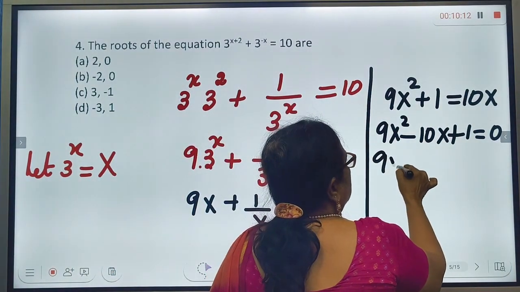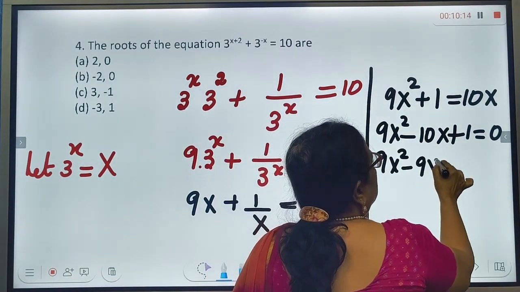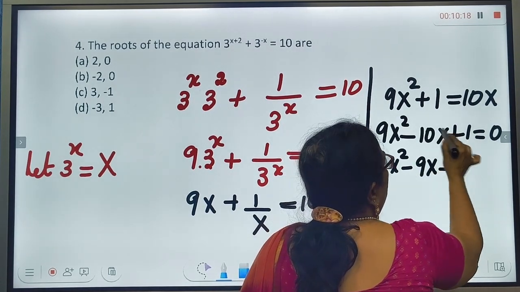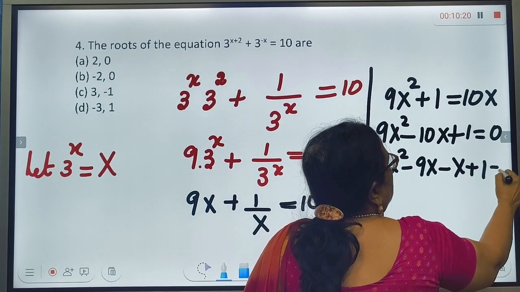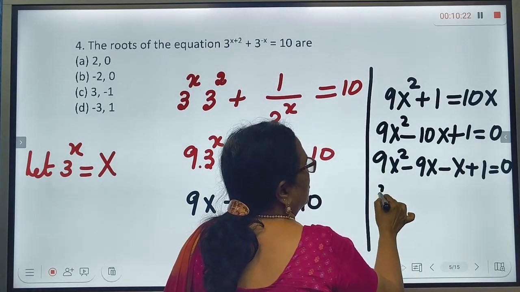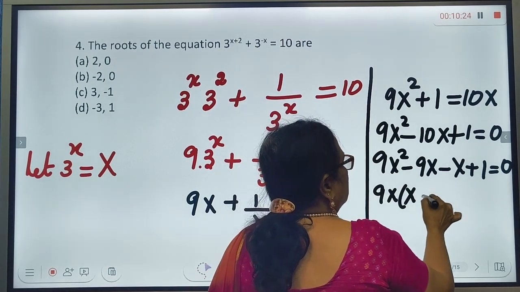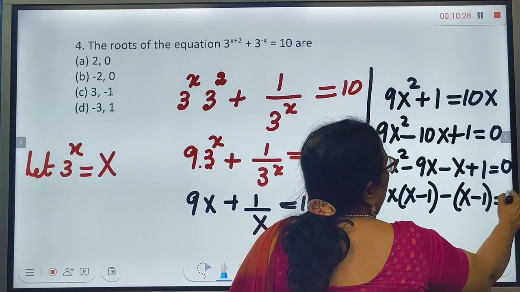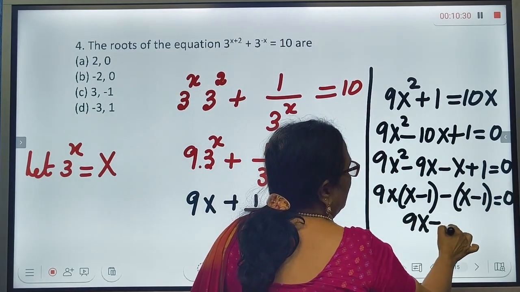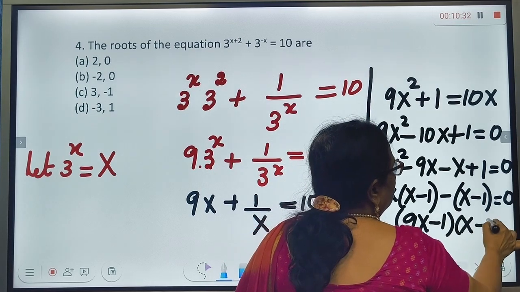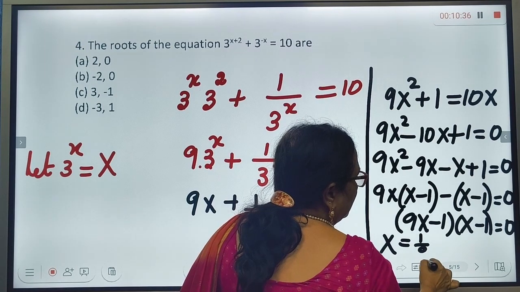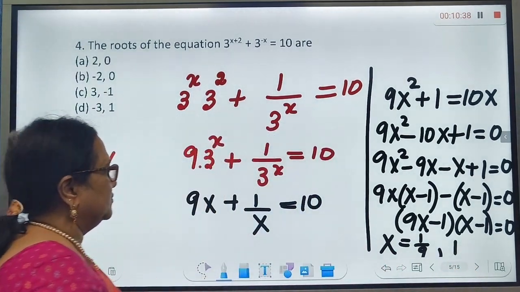How do I factorize this? 9X square minus 9X minus X will give me minus 10X. Minus 9 into minus 1 will give me plus 9. Plus 1 equal to 0. So 9X into X minus 1 minus of X minus 1 equal to 0. So 9X minus 1 into X minus 1 equal to 0 implies X is 1 by 9 or 1.